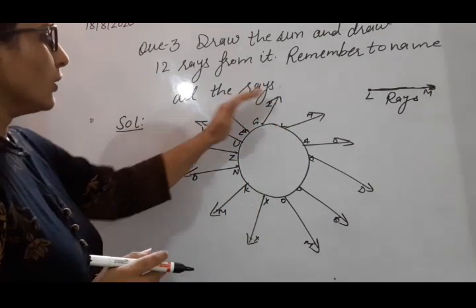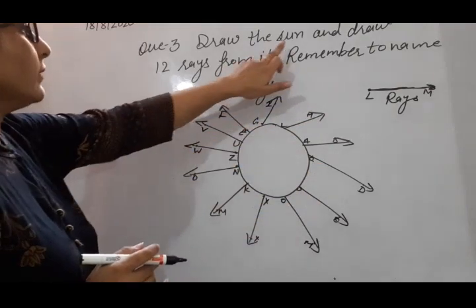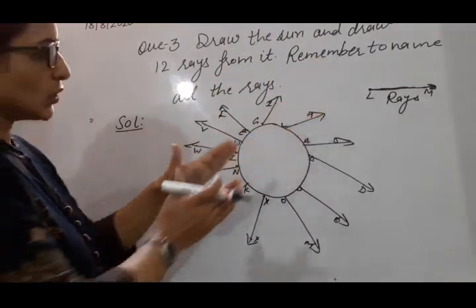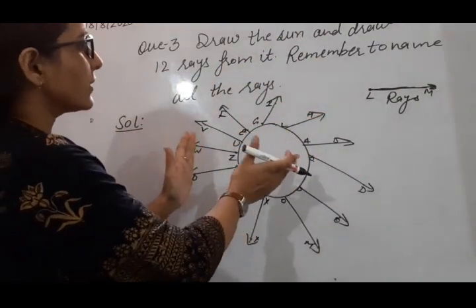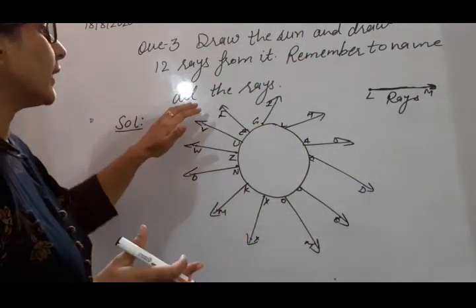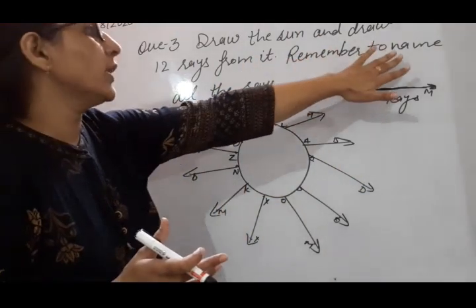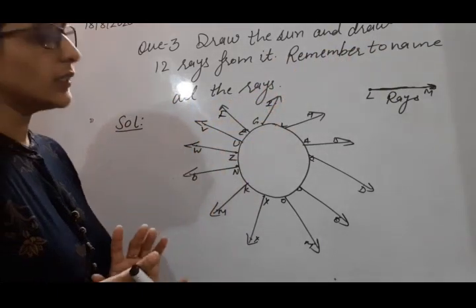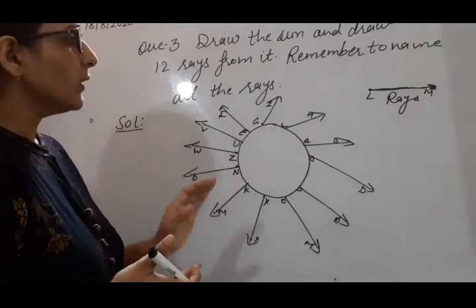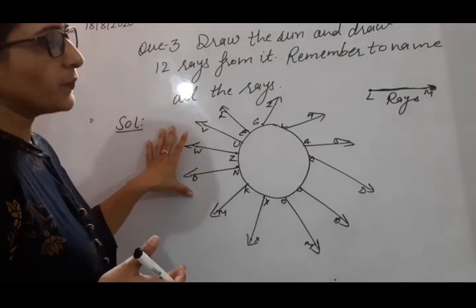Clear? So draw a sun and draw 12 rays which are starting from this sun, and remember to name all the rays. You can give any name, okay, and you know what is the ray. Clear?